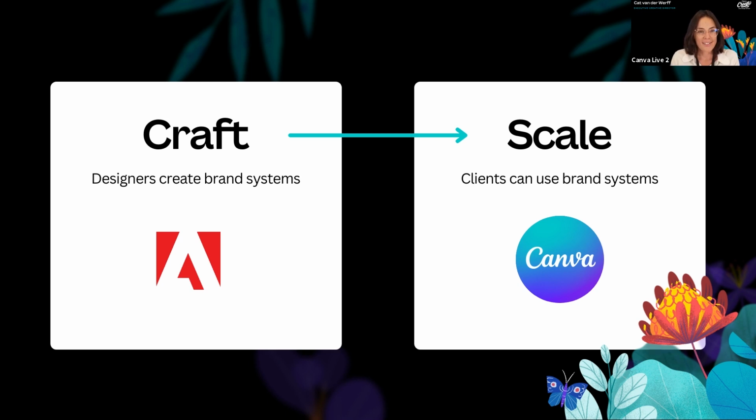That's us getting set up so that our brands can scale. So we have used our own professional products, the ones we know and love, to get everything ready, all of the assets. And then we've got Canva here, which helps us scale those so that clients can really easily use them. And hopefully that beautiful brand will endure the test of time.